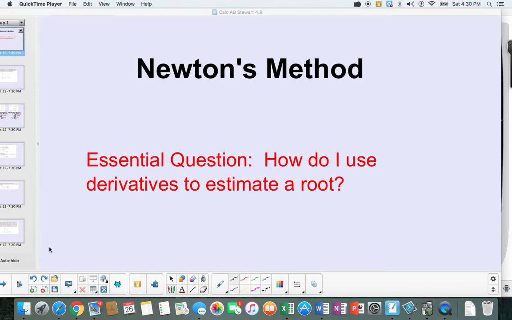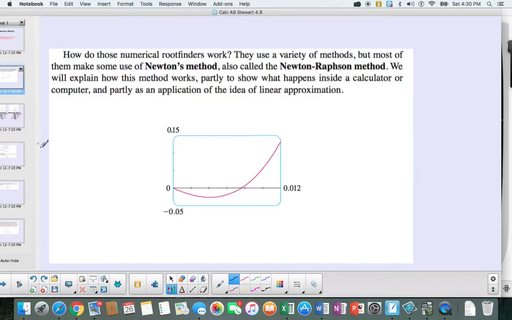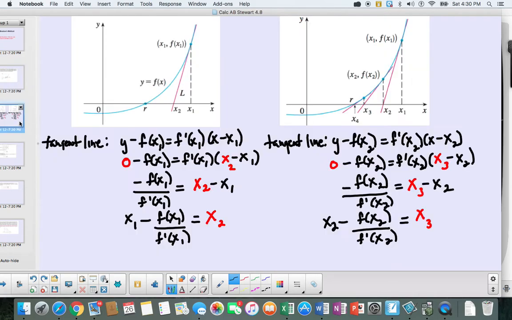Newton's method. Essential question: How do I use derivatives to estimate a root? We can use our calculators to estimate a root, like this one. We can ask the calculator to give us a root, but it always asks us for a left bound and a right bound. And then it asks us for a better guess, and then it gives us a pretty good approximation.